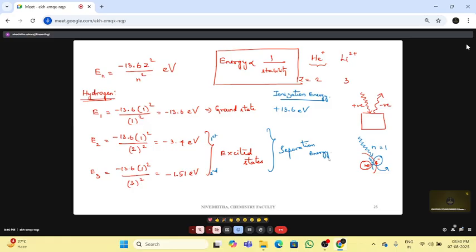Okay, fine. What is the separation energy if the electron is present in the second state, Kanna? It is already there. What is the energy of the electron if it is present in the second energy level? It is minus 3.4, right? So the same amount of energy I have to supply on the electron. So it is plus 3.4. So plus 3.4 is the separation energy if the electron is present in the second energy level.